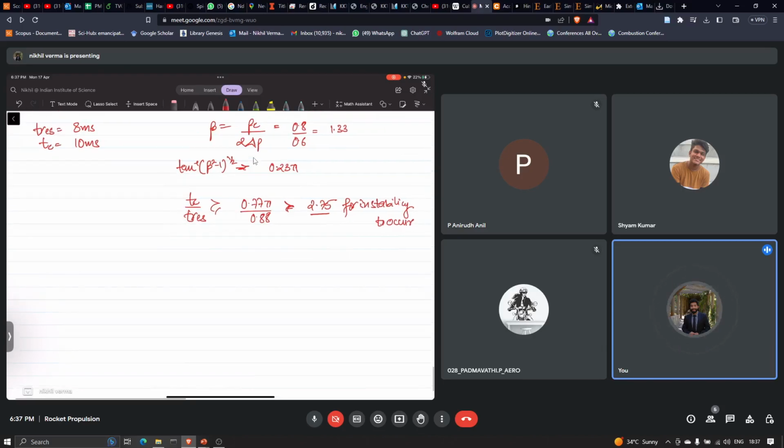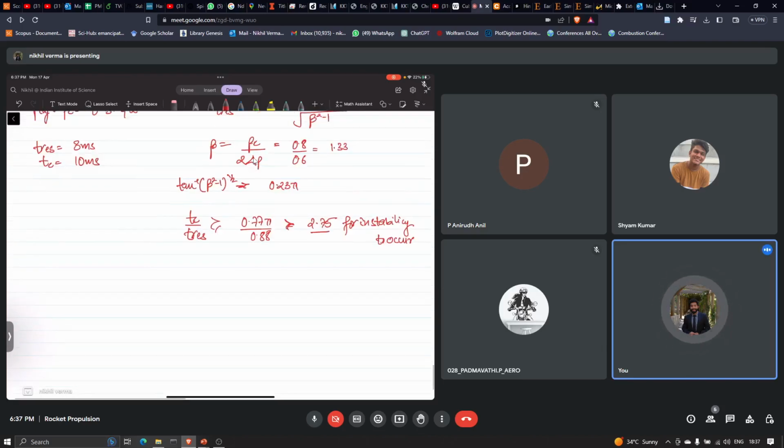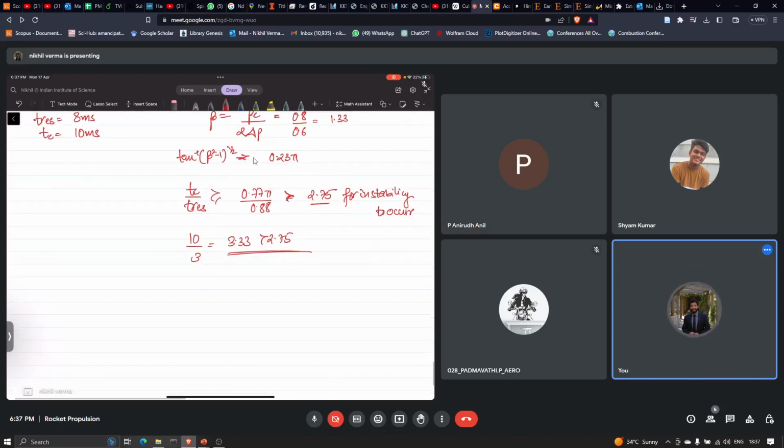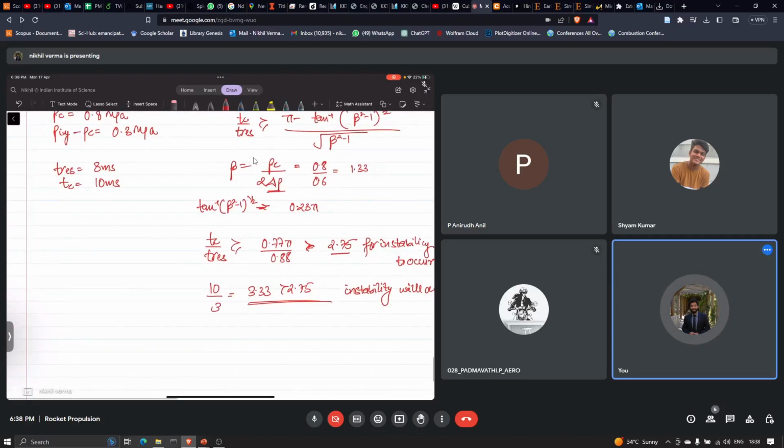Okay, so let the value for this Tc be 3.33, which is greater than 2.75. So this is true, which means the instability will occur. Okay, so let us calculate what should be the injection pressure for the same case where the instability is not there, with the same parameters.